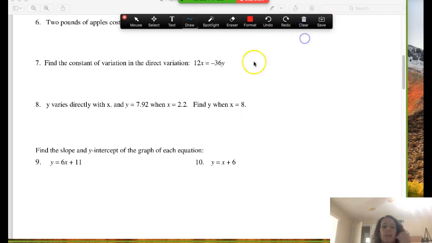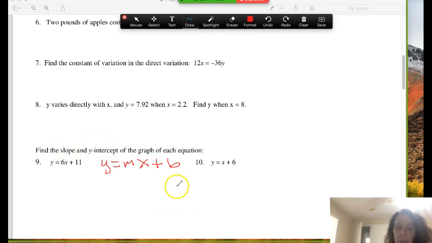All right, guys, let's look at number 9. Find the slope and y-intercept of the graph of each equation. Well, all you really need to know is slope-intercept form, y equals mx plus b. It doesn't tell me to graph, it just says find the slope and y-intercept. If you are in this form and solved for y, the constant next to your x is your slope. So my slope is equal to 6, or 6 over 1.